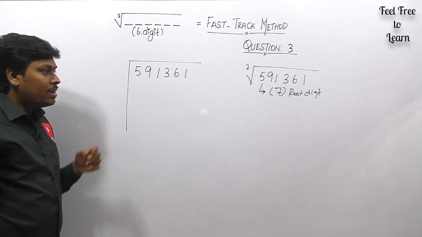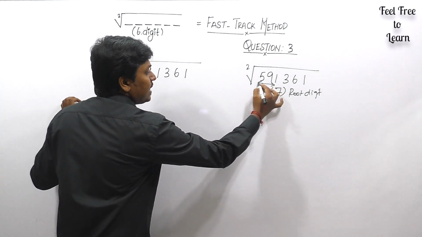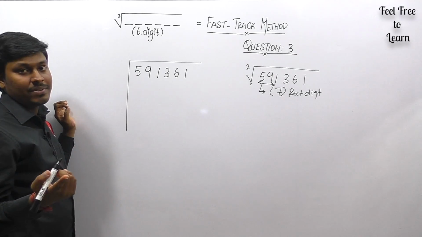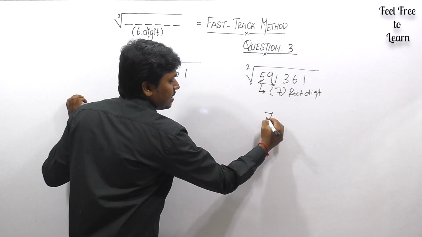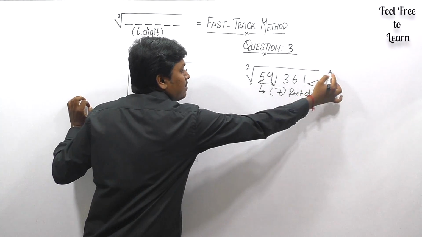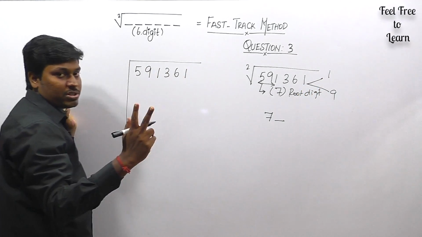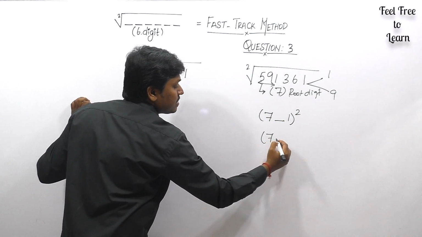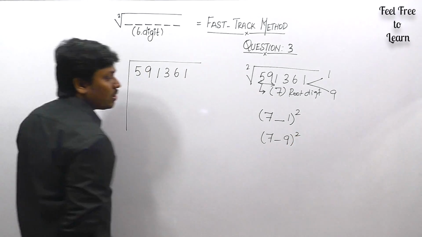Step number 2, and here the first two digits are 59. So 7 square is 49, 8 square is 64. So 8 square crosses 59. So definitely it should be 7. So 7 dash. So friends, the number ends in 1. If the number ends in 1, the last digit must be 1 or 9. Two are possible. So 7 dash 1 the whole square, or otherwise 7 dash 9 the whole square. So there are two possibilities.